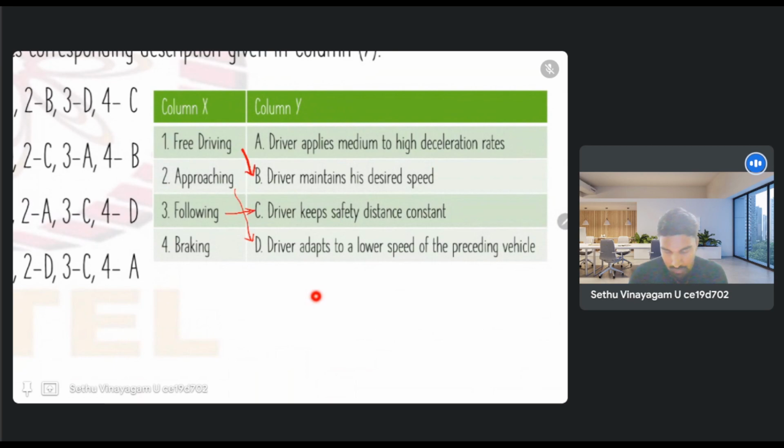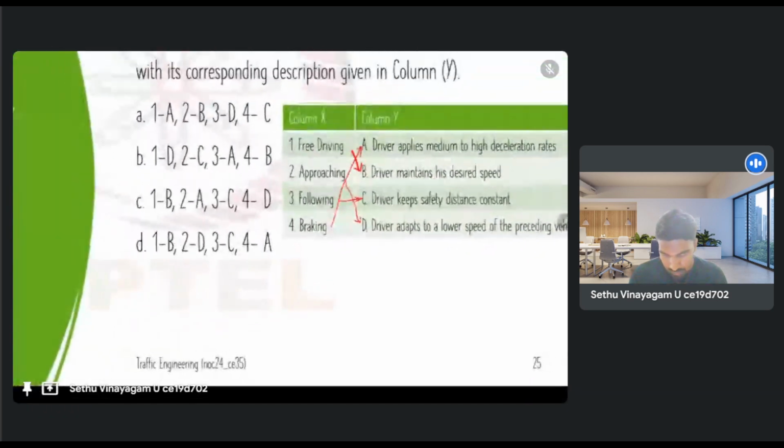So that is given in C. Driver keeps the same distance. And finally, we have the braking regime. In the braking regime, the driver will apply high deceleration rates, and the car may even go to a stop condition. So that is the braking condition. There is a quick reduction in the speed. So those are the correct descriptions.